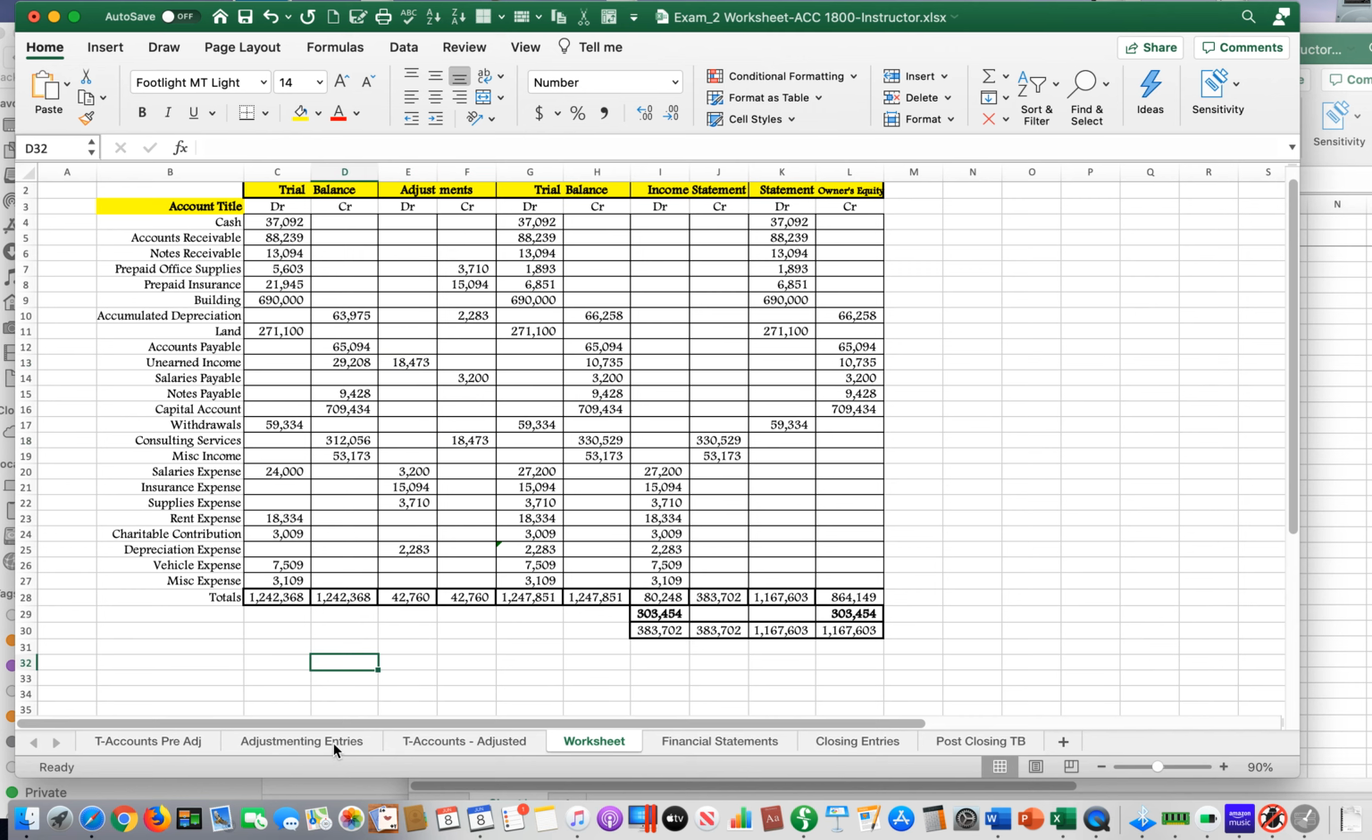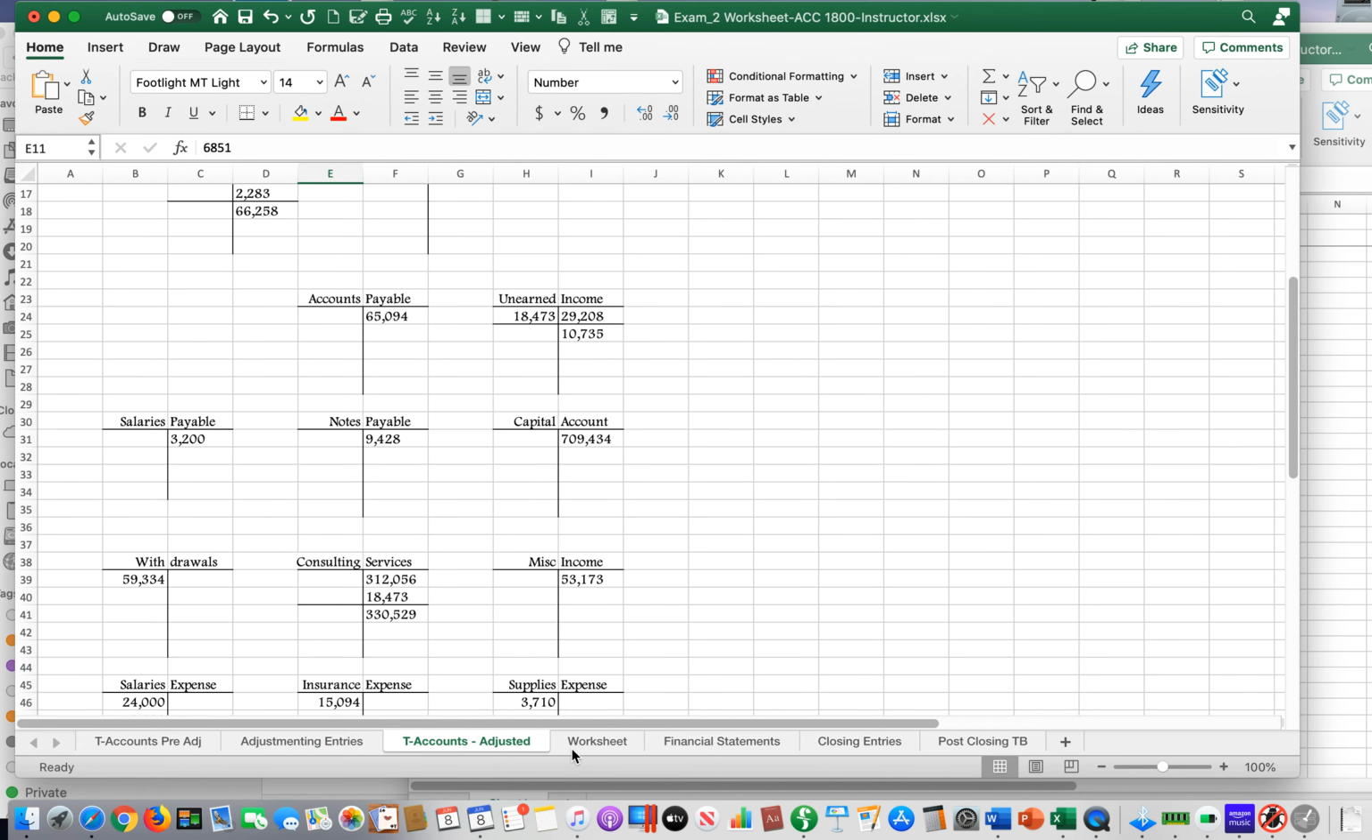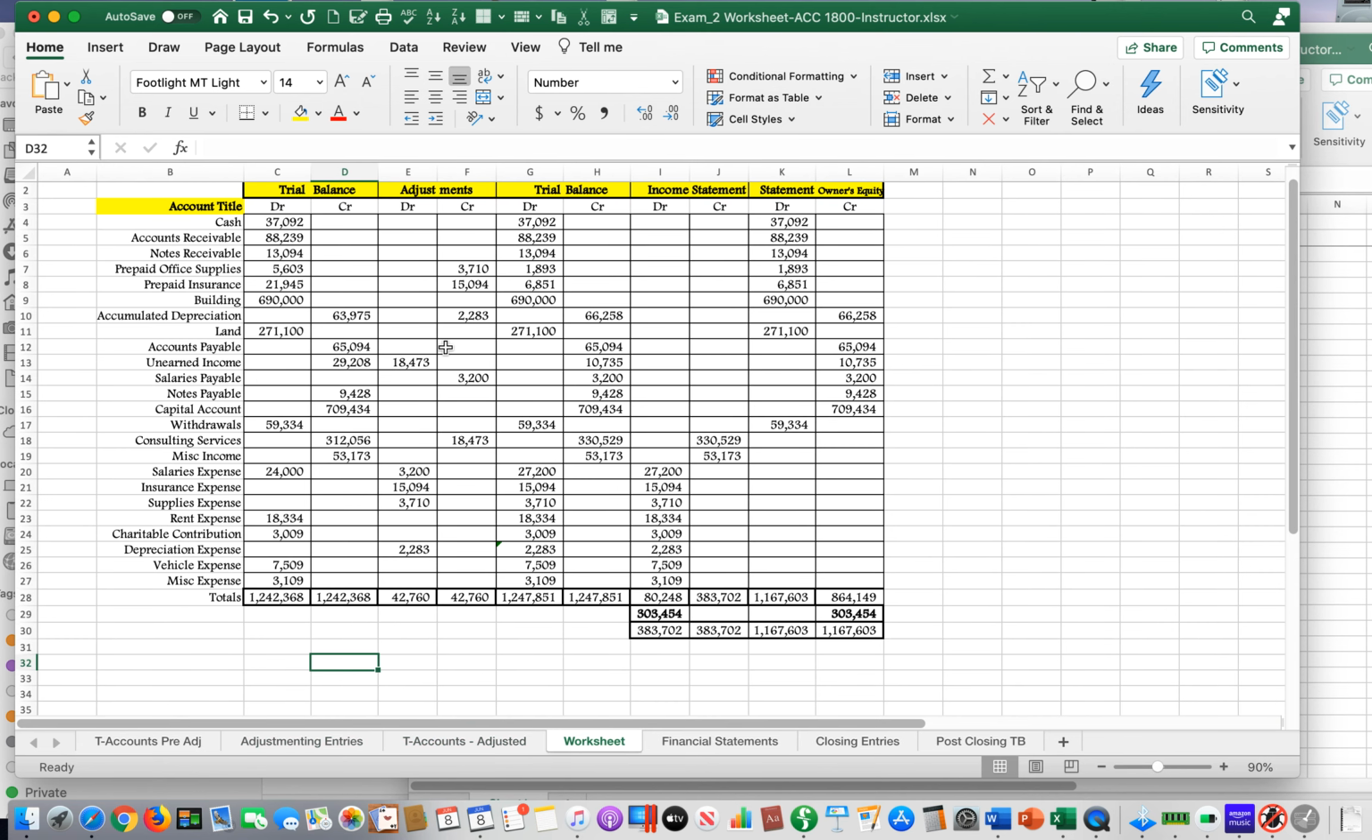In fact, let's go ahead to the adjusting entries here. Let's look at supplies expense. We debit supplies expense by $3,710, and we credit prepaid supplies. Let's go look here under adjustments. Look, we debited, where is that? Supplies expense, $3,710, and we credited prepaid supplies.